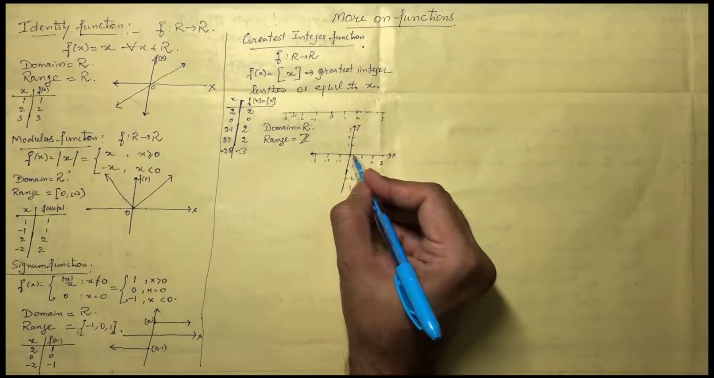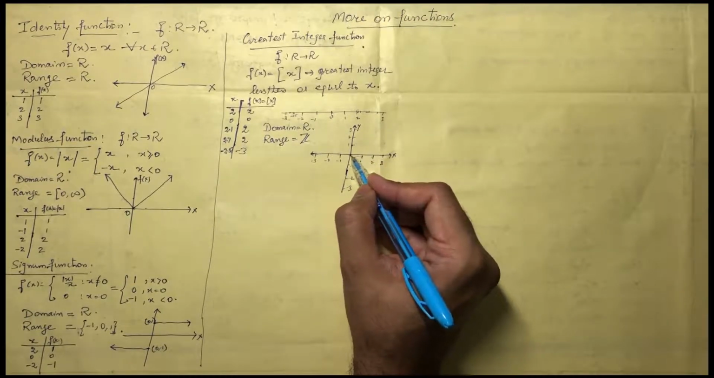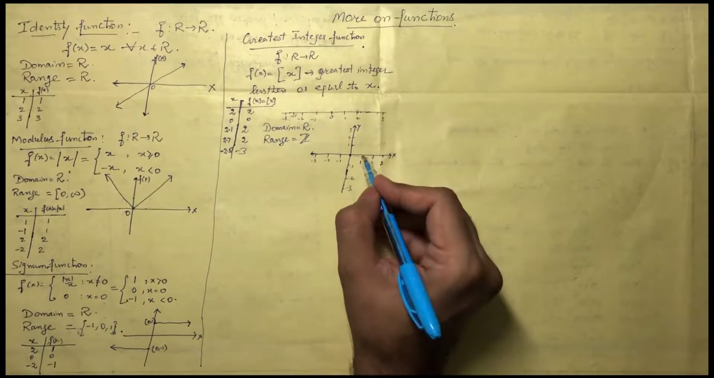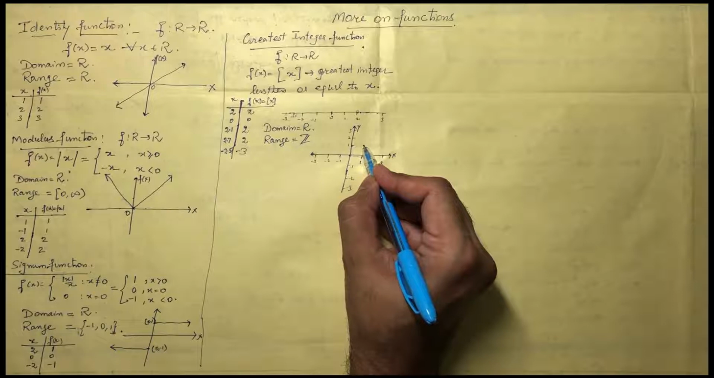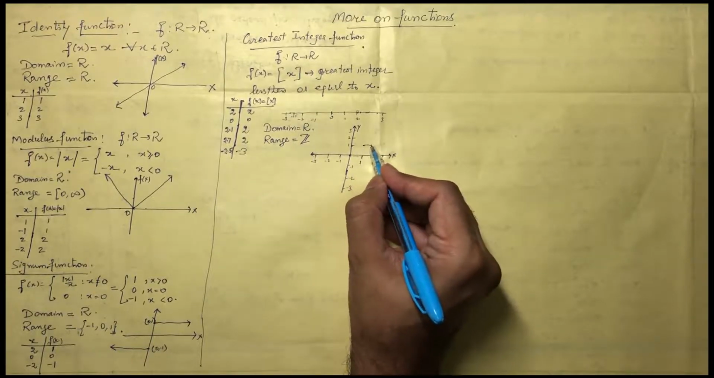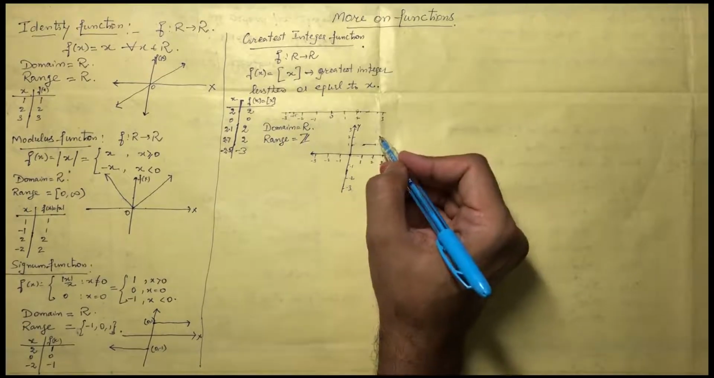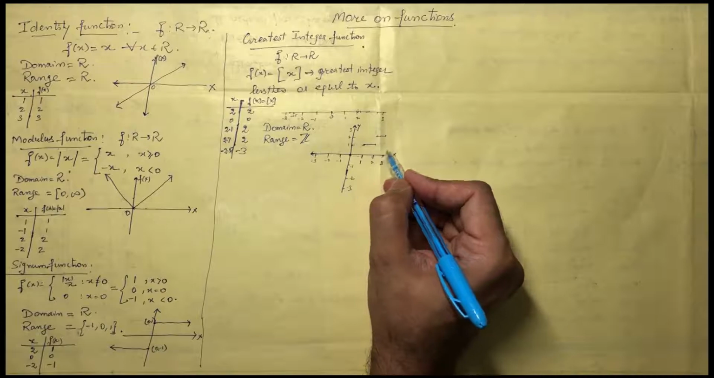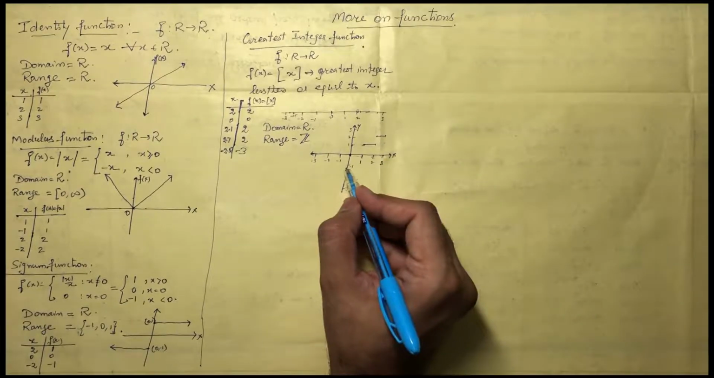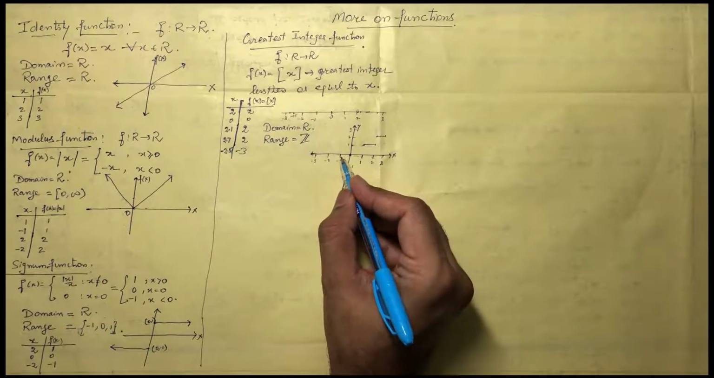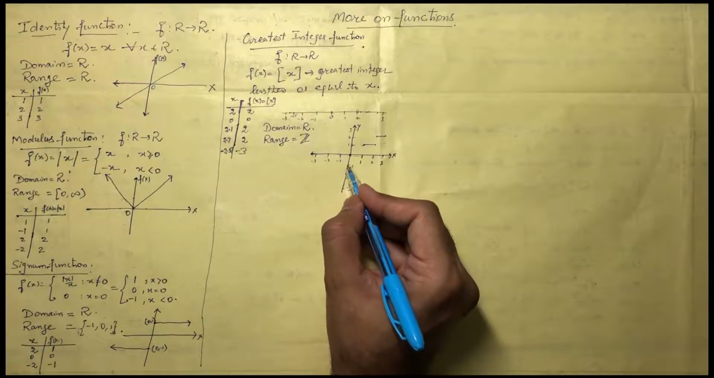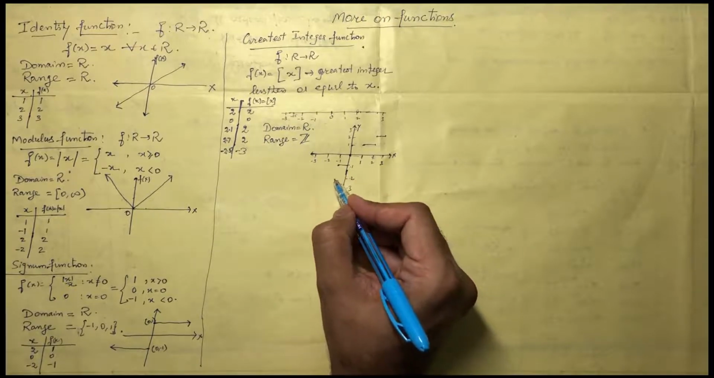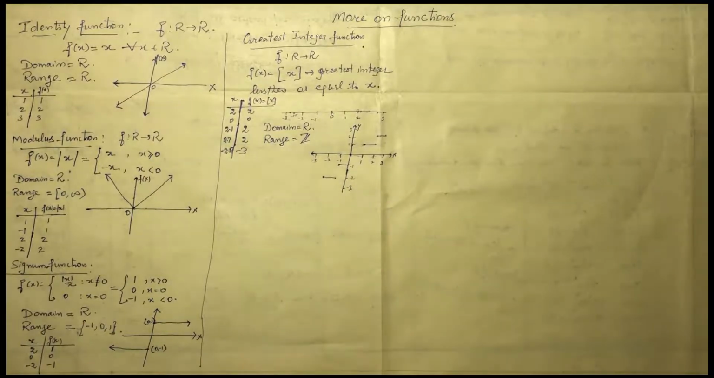What will be the value between 0 and 1? Between 0 and 1, the integer toward the left is 0 only, so it will remain here only. Between 1 and 2, at 1 its value is 1, and up to 2 its value will remain 1. At 2 its value is 2, and up to 3 its value will remain 2. For all numbers between 2 and 3 its value will remain 2. Similarly for negative numbers, from minus 1 to 0, how much is the value? It is minus 1. And from minus 1 to minus 2, its value is minus 2. So this is how the graph will look.